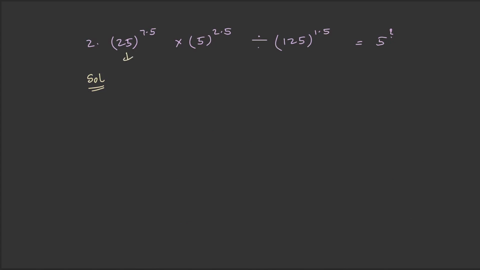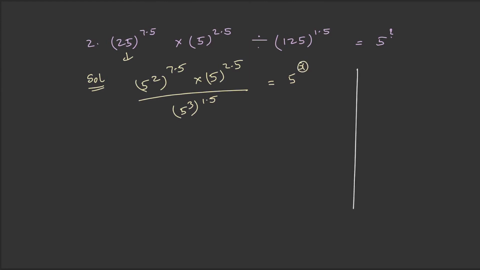So let's write this into factors. 5 square into 7.5 into 5 power 2.5 by 5 cube. 125 can be written as 5 cube. So 5 cube power 1.5 is equal to 5 power x. Let's assume the unknown value as x.